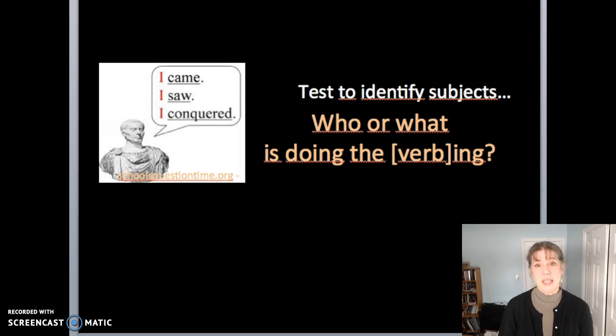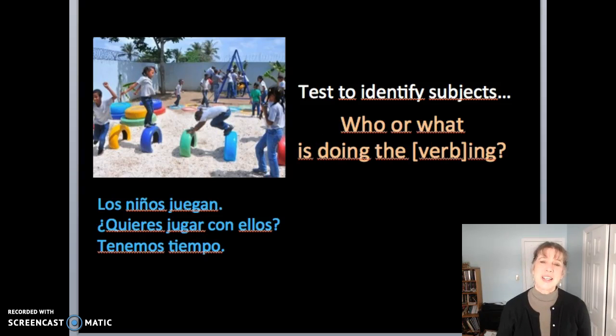In English, it's always easy to identify a subject because we put it before every single verb. For example, in the famous quotation from Caesar, I came, I saw, I conquered, we repeat I every single time in English. It's a little bit redundant, but it's how we do things because we have so few verb conjugations, we only have a couple, that you need the subject in order to figure out who is doing the verbing. So that's our test for how to figure out who a subject is. In this case, who came? I. Subject is I.